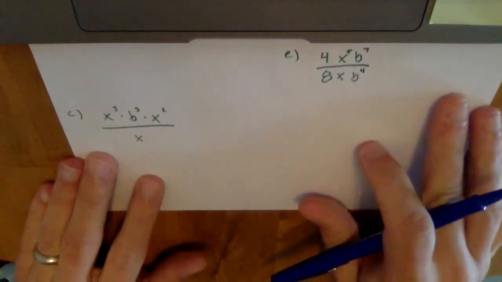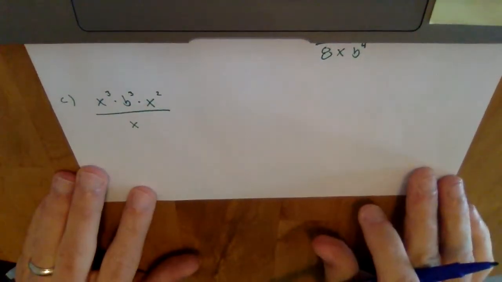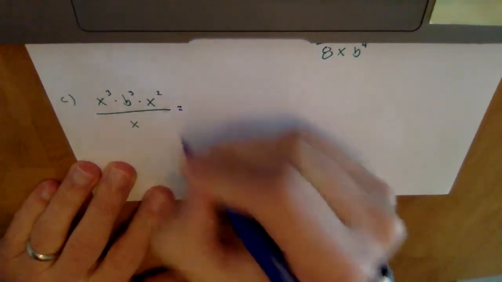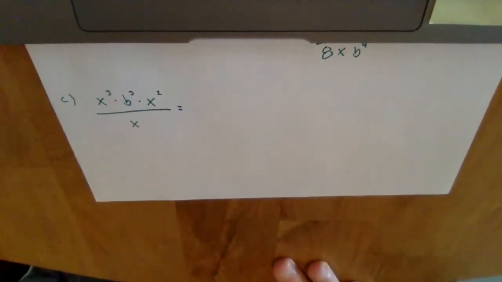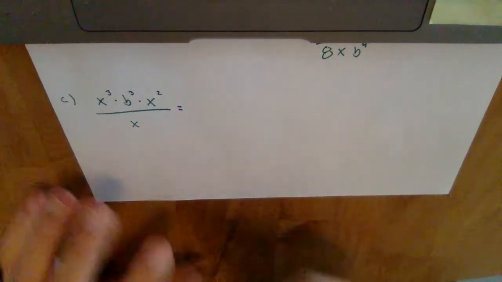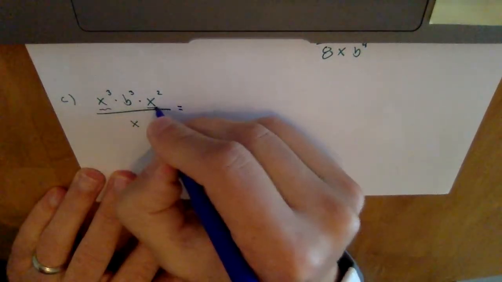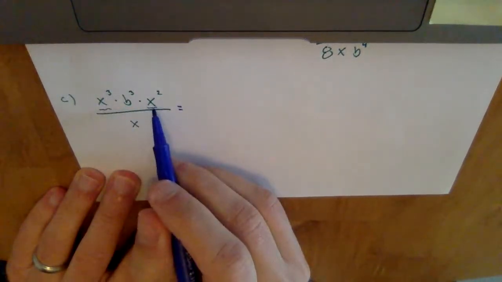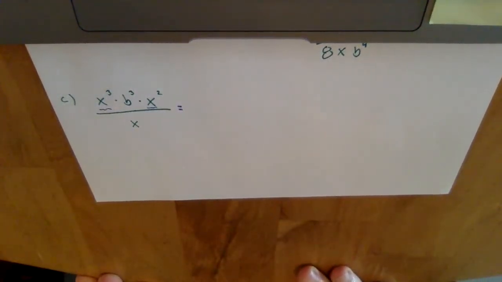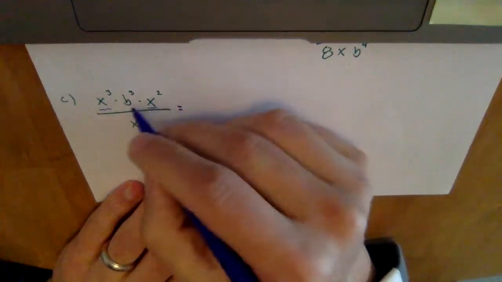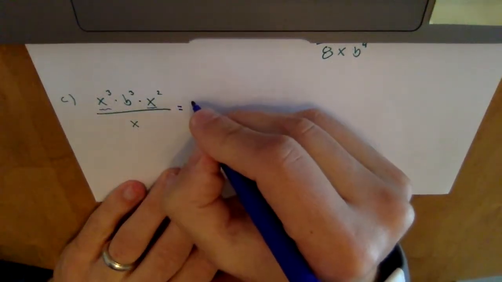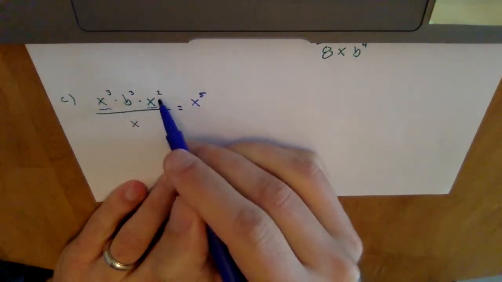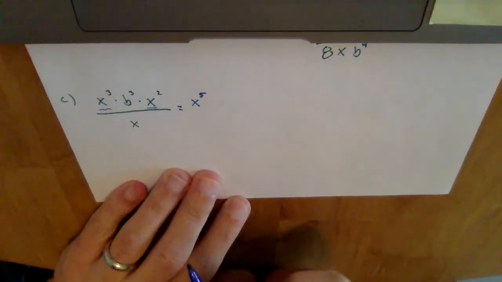Scrolling down to letter C, a lot happening here in letter C. As you can see, along the top of my fraction here in the numerator, I've got some like terms. I've got x and x here. Notice in this numerator, it's all multiplication. So you remember from a couple minutes ago, when we're multiplying to combine the exponents, we add them. So this becomes x to the 5th power, because 3 plus 2 gives me x to the 5th.